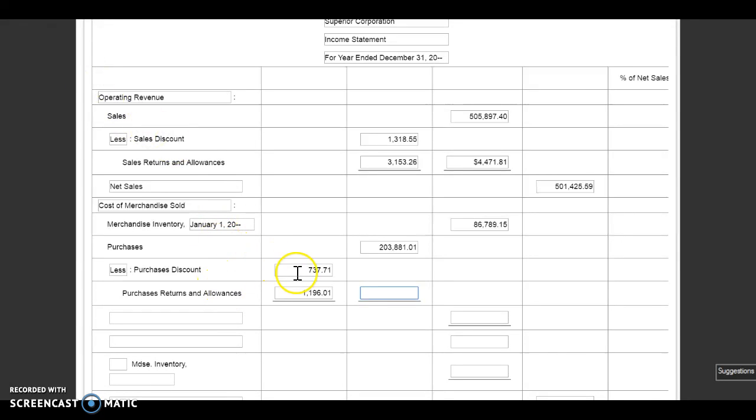Continuing on then, I am going to add my two numbers together, my two contra accounts to purchases. I should get $1,933.72. I am then going to subtract those, just like it tells me over here, it says less. So I'm going to take my purchases minus those contra accounts, that number that I just figured out.